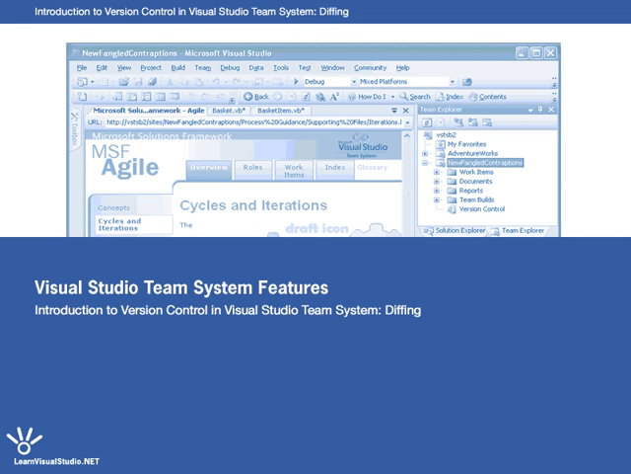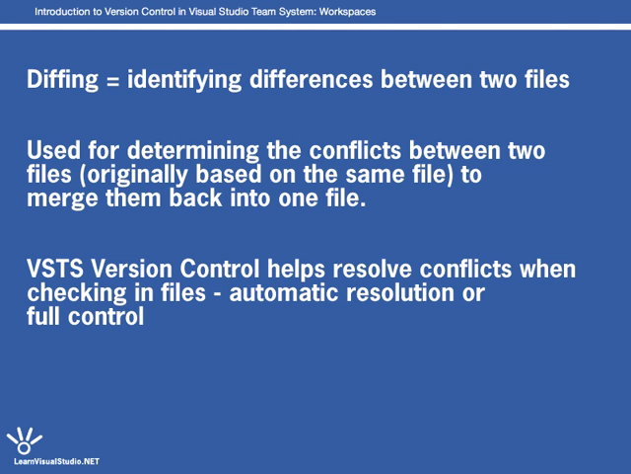Diffing is the process of determining the differences between two files. Diffing is handy when you're faced with a conflict between two files that were originally based on the same file, and you want to merge the two source code files together back into one file. In Visual Studio Team System, there are two common scenarios when diffing and merging those differences are used.